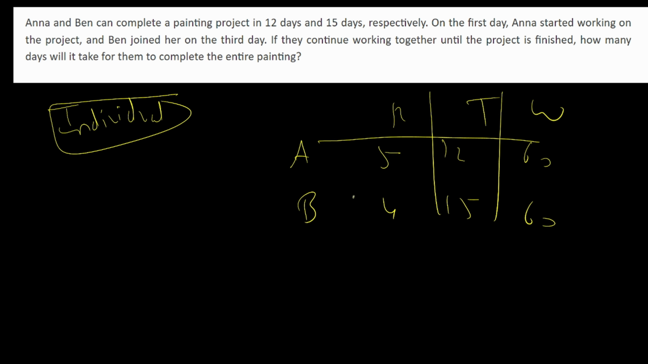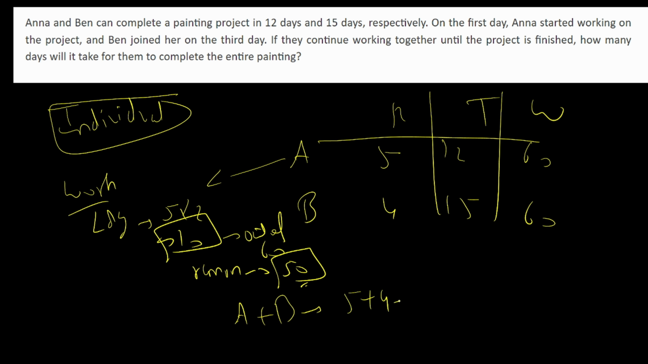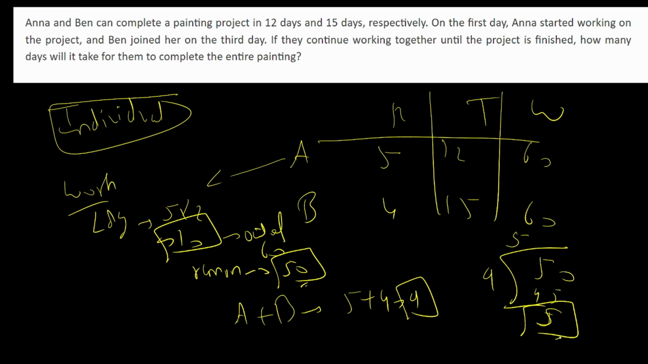Alright, so Anna started working and Ben joined on the third day. So Anna worked for 2 days. 5 into 2 is equal to 10. She completed 10 out of 60. So your remaining work is actually 50, right? Ben joined her on the third day, so A plus B together will work and continue working till the end. 5 plus 4 is 9, right? So 50 divided by 9: 9 fives are 45, 5 left, and this is your remainder.